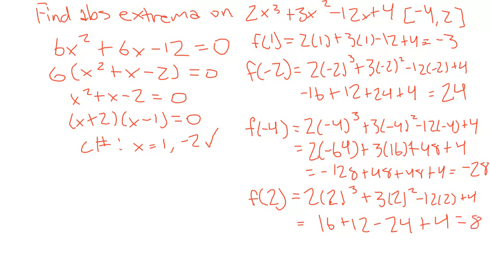All right, so now we have everything plugged in. Now it's just a matter of looking to see what is the highest and what is the lowest. Our values are -3, 24, -28, and 8. The most negative is at -4, -28, so that's going to be our absolute min. Our most positive is at -2, 24.